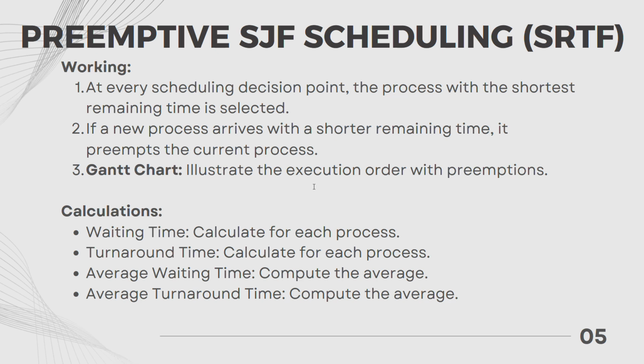The preemptive works differently from the non-preemptive. Its working is a little bit confusing, but it's easy. At every scheduling decision point, the process with the shortest remaining time is selected. And if a new process arrives with a shorter remaining time, it preempts the current process execution.